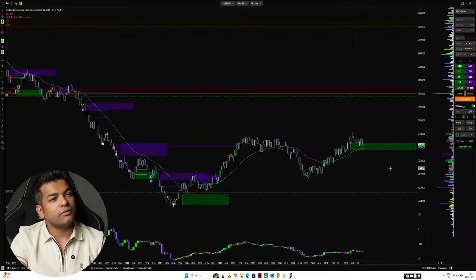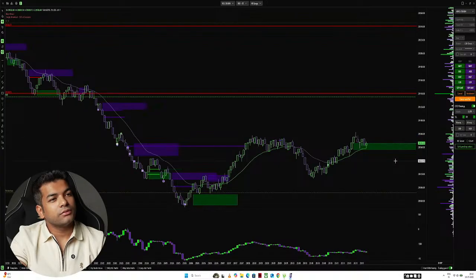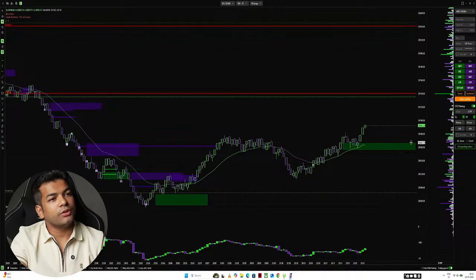So we are seeing a fight at this level, which is 2967. Okay, so we are going towards the retest. I am ready with my order.